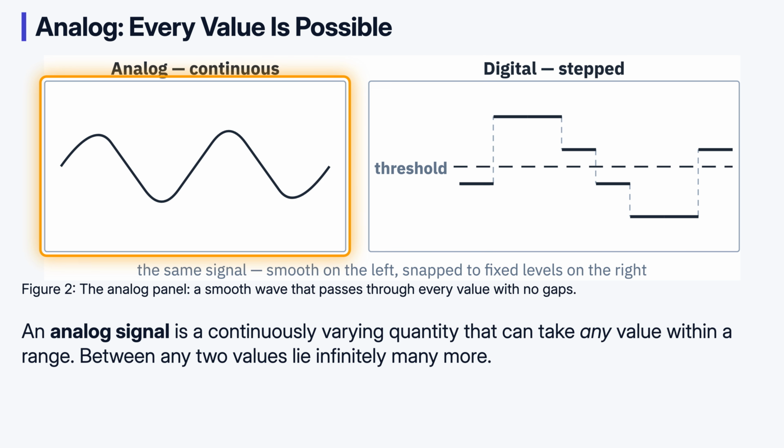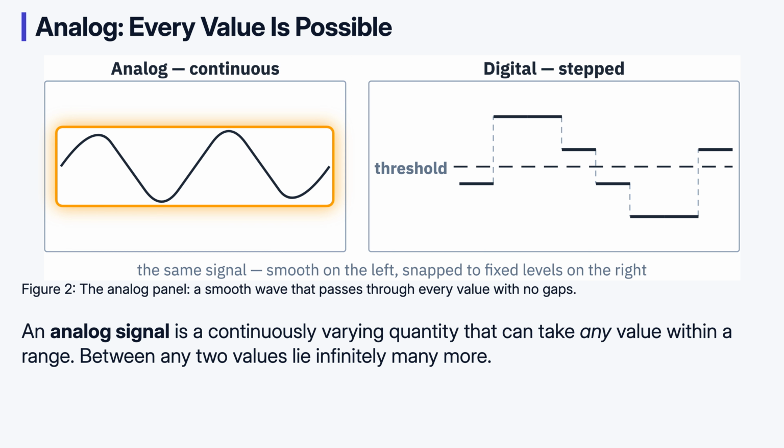Let's focus on the analog panel on the left. An analog signal is a continuously varying quantity. It can take any value within its range. Between any 2 values, there are infinitely many more. A mercury thermometer, a clock with sweeping hands, a ramp going up, all analog. The key word is continuous.